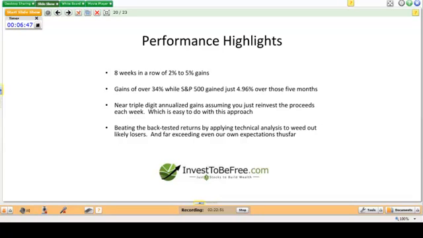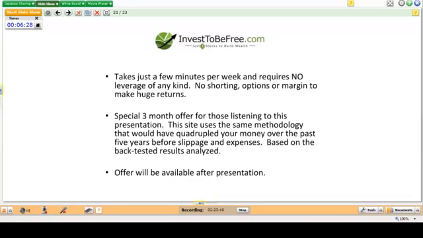And one of the great things about this is that when we apply technical analysis to weed out the likely losers, we found that we are actually beating the backtesting results. And these results are greatly exceeding our own expectations. And again, it just takes a few minutes per week with our newsletter.